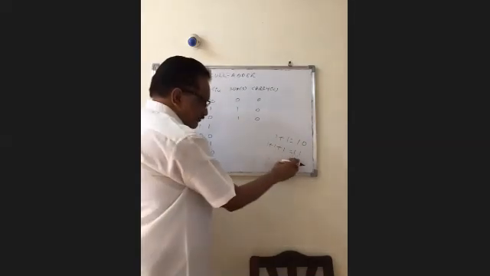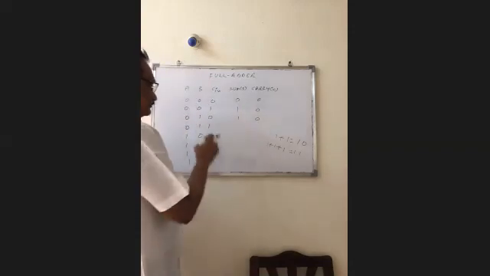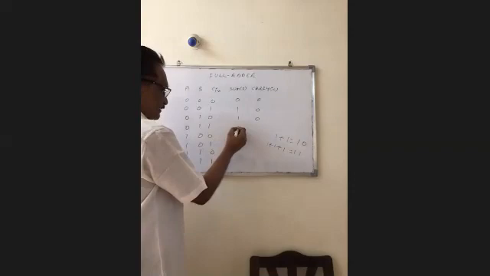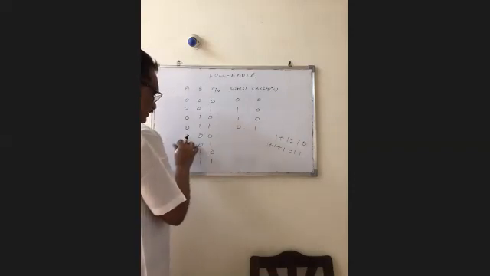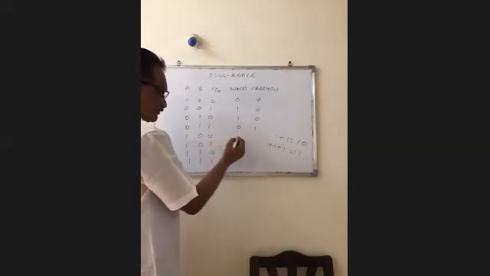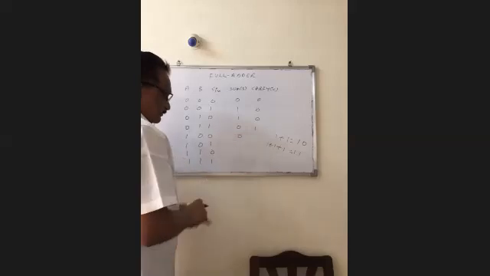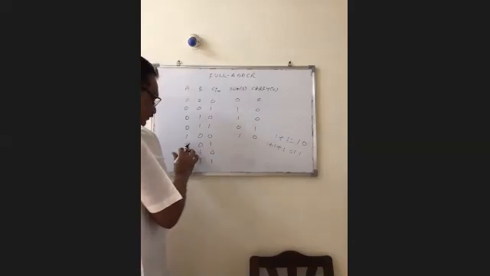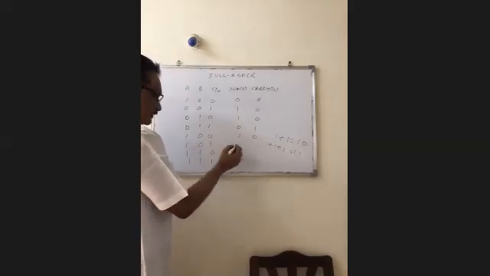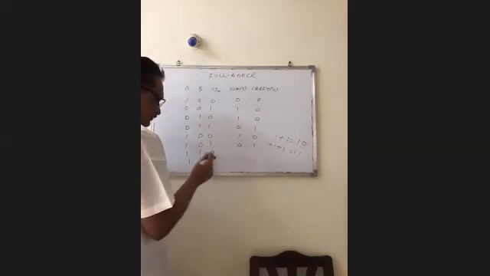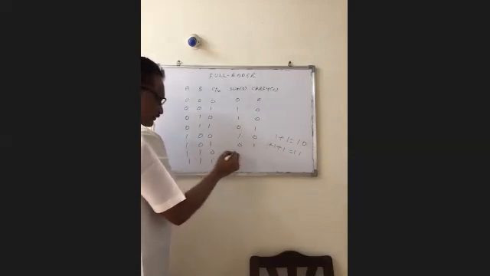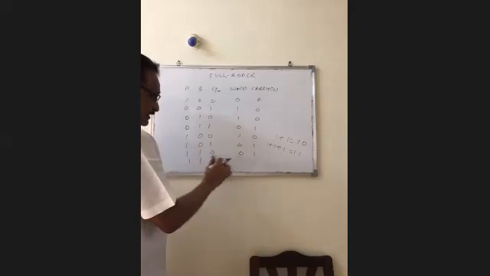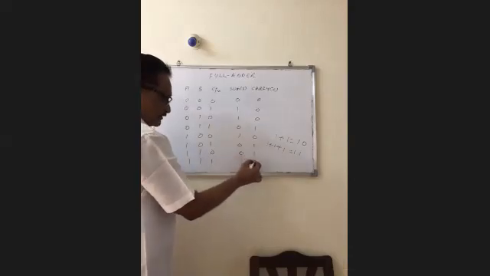1 plus 1 plus 0 is equal to 1 0, that is sum 0 with a carry 1. 1 plus 1 plus 1 is equal to 1 1, in this case it is sum 1, carry 1.